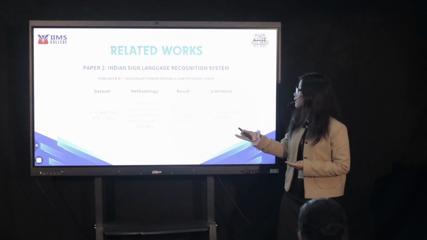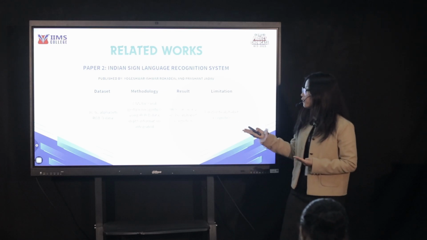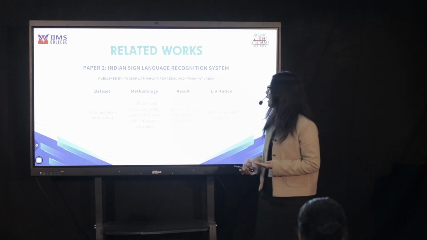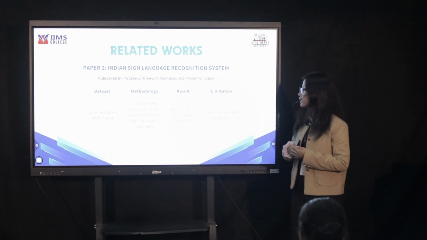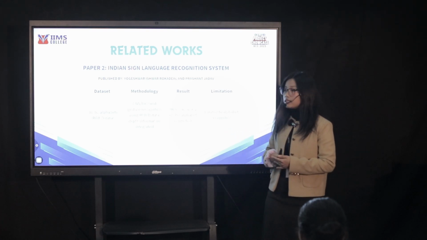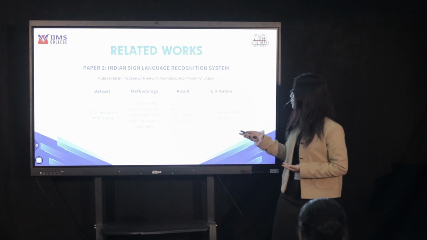Another is an Indian Sign Language Recognition System. Their dataset consisted of 36 ISL alphabets, and they reached 98.5% accuracy. But their limitation is that their model could only recognize the alphabets and not the words themselves.